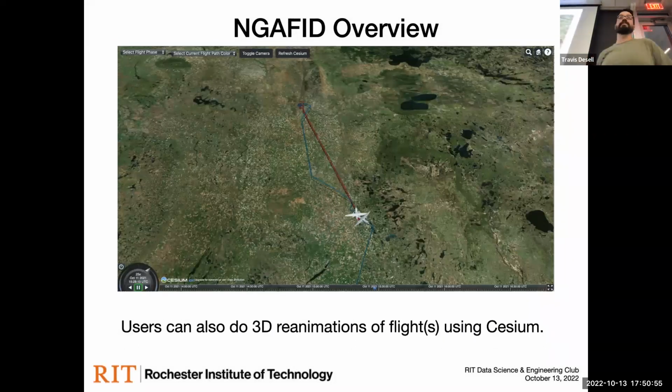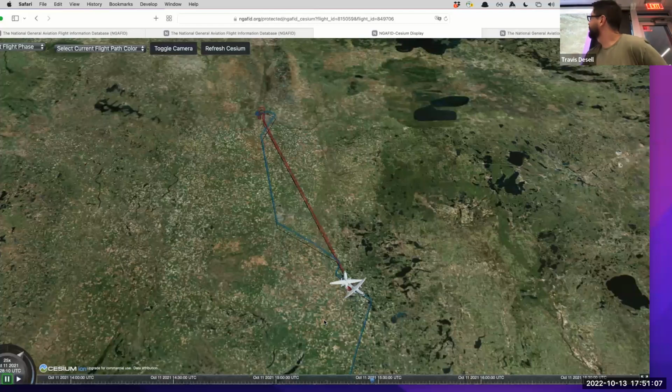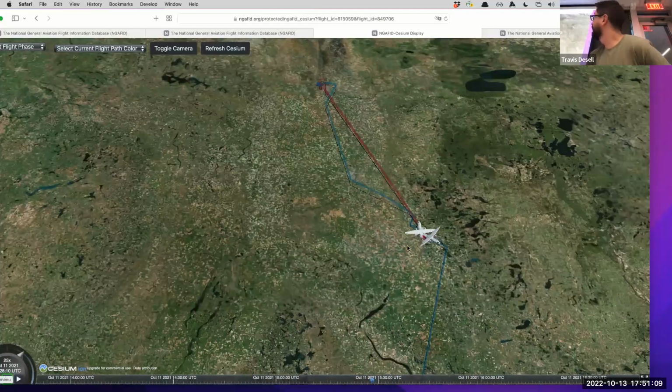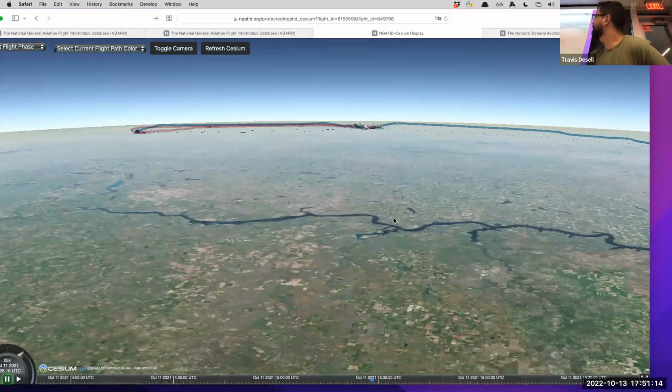We even have 3D reanimation. Too bad Aaron's not here. He's been working on this a bit lately, but so this is like a 3D reanimation. And Cesium.